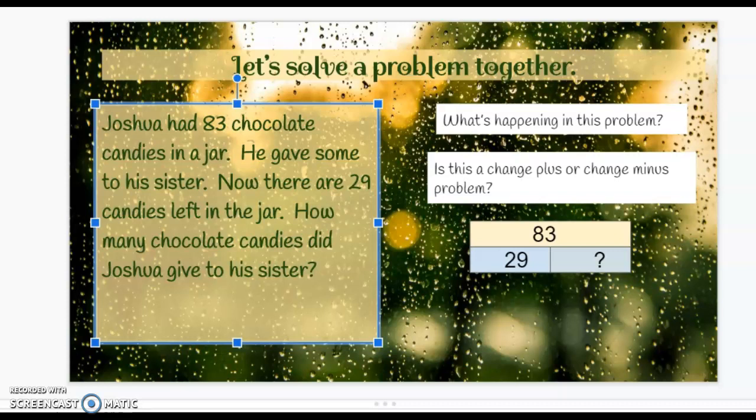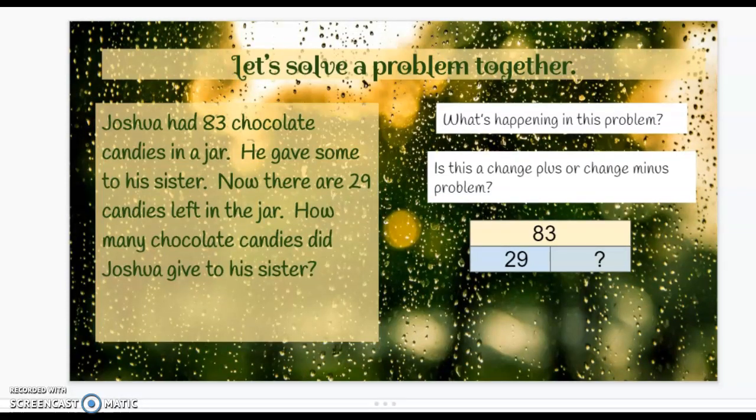Let's solve a problem together. Joshua had 83 chocolate candies in a jar. He gave some to his sister. Now there are 29 candies left in the jar. How many chocolate candies did Joshua give to his sister?